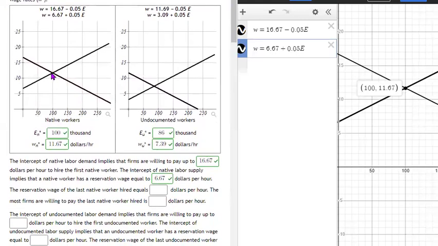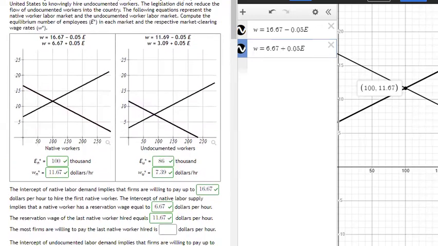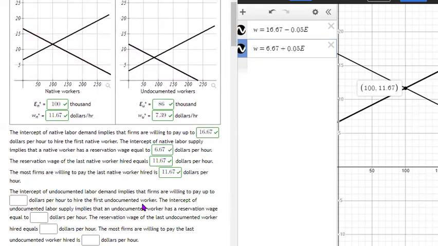Now the last worker hired in the native labor market, the 100th that is hired, that worker has a reservation wage equal to the market wage, right? So the market wage is 1167. That 100th native worker hired is the marginal worker, right? The firms are willing to pay up to the demand curve for that 100th worker, which is 1167. So the marginal firm and the marginal worker set the wage rate, right?